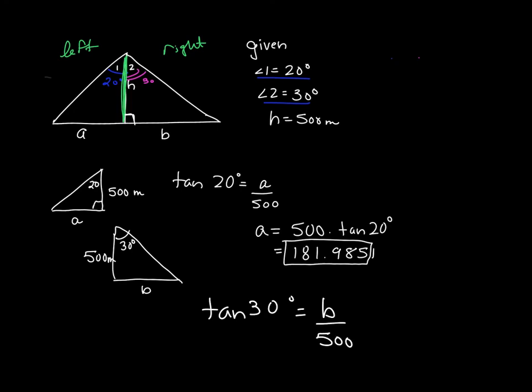I go ahead and solve that for B, and I get B is equal to 500 times the tangent of 30 degrees, and calculate that to be 288.68. And that is in feet. I did not put that up here. A over here is also in feet.